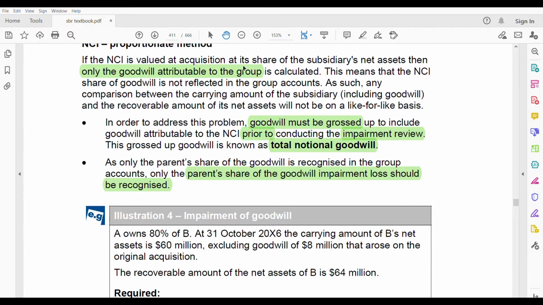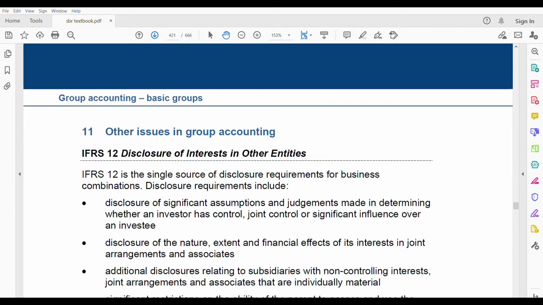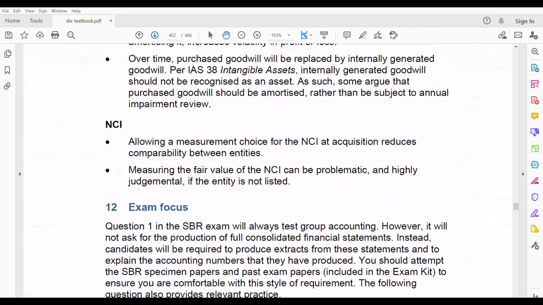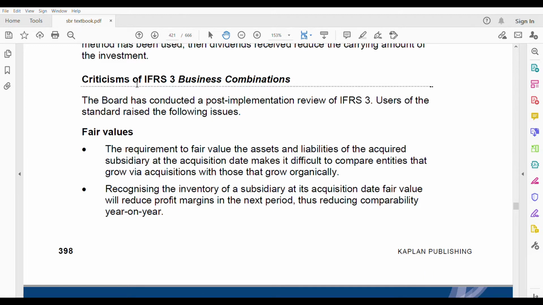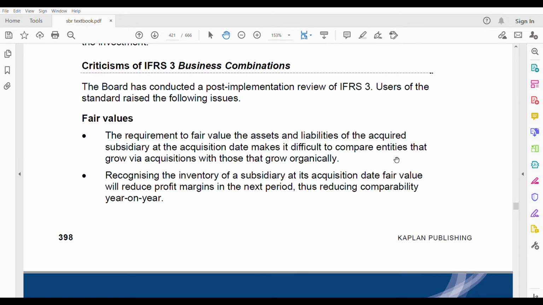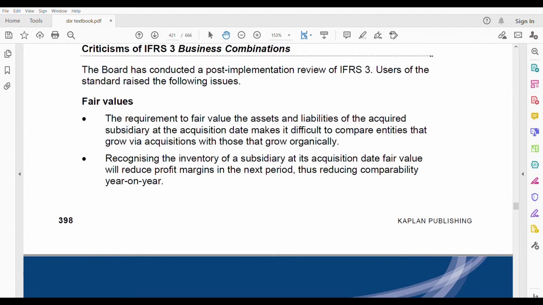And now, before I officially start doing the questions and end this video, let me take you through some criticisms of IFRS 3. There are some criticisms of IFRS 3. Okay. So these are some issues, some problems with IFRS 3 relating to some specific items. Number one, fair value. Okay. Because everything we have to calculate at fair value. The assets, the liabilities, right, of the subsidiary.